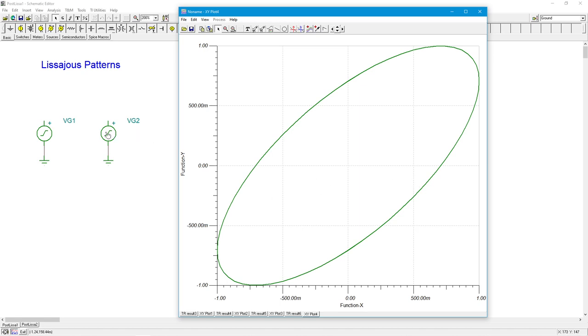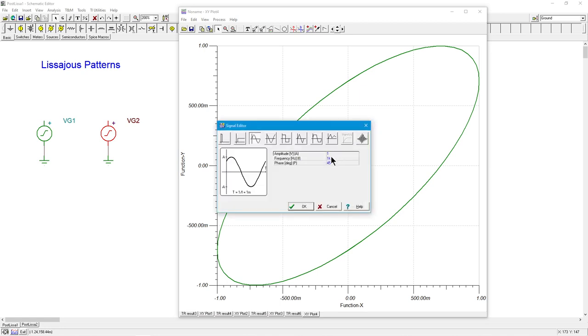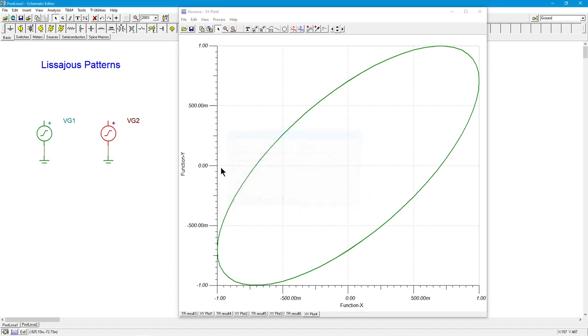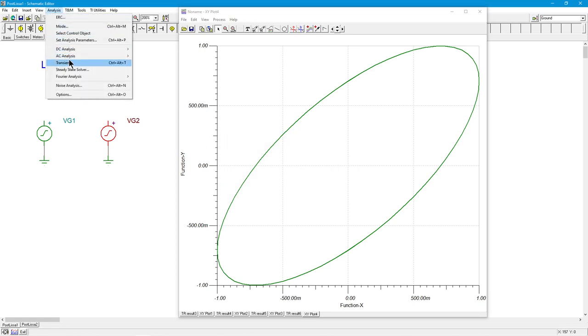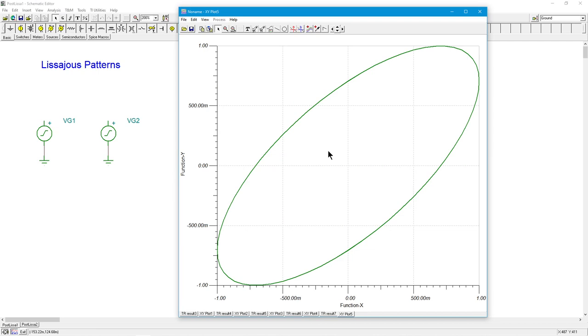Well, what if the phase shift is not 45, but like, I don't know, negative 45? I get a similar kind of thing. Mirror image. And if you were going to draw it by hand, these things would be sort of tracing in a different pattern.